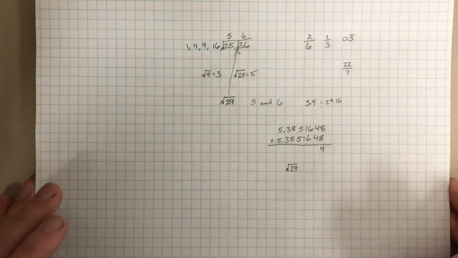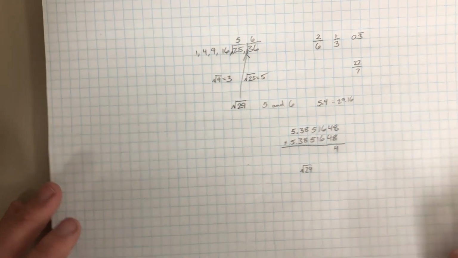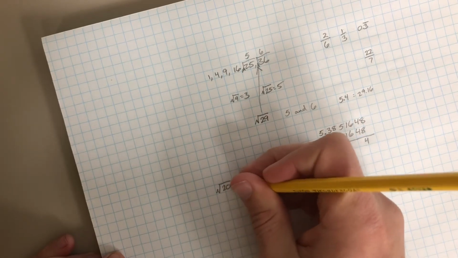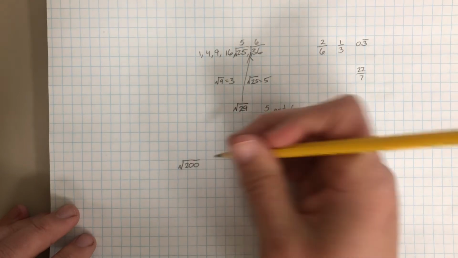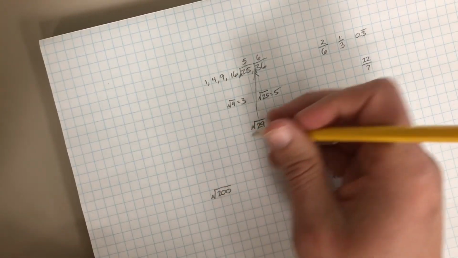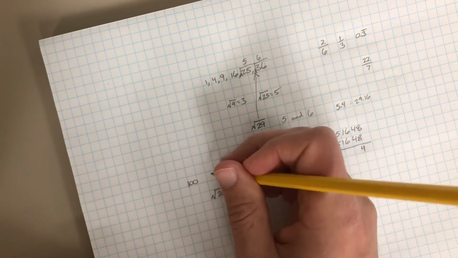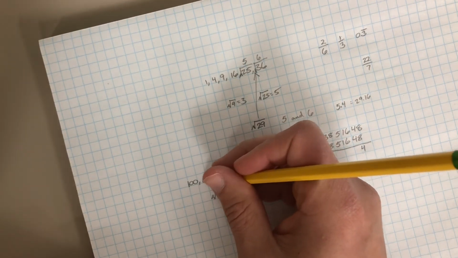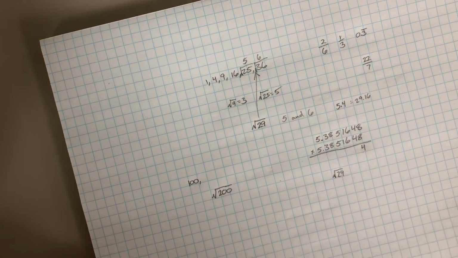Let's do one more example of trying to find two consecutive whole numbers that the square root of 200 would fit between. Okay, square root of 200. Now, I know the square root of 100, right? Square root of 100 is 10. Another perfect square, 11 times 11, 121.